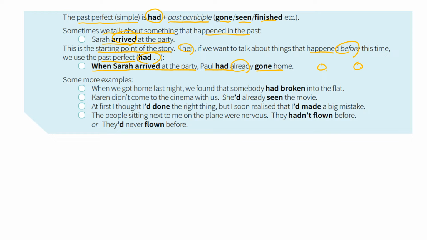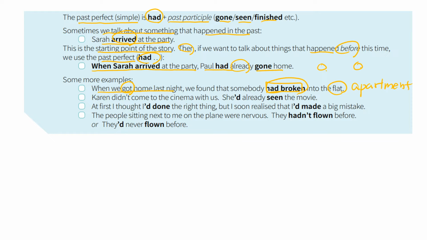Some more examples. When we got home last night, we found that somebody had broken into the flat. So flat is apartment. In British English, they call an apartment a flat. Okay. So we got home, but before we got home, somebody had broken into the flat.